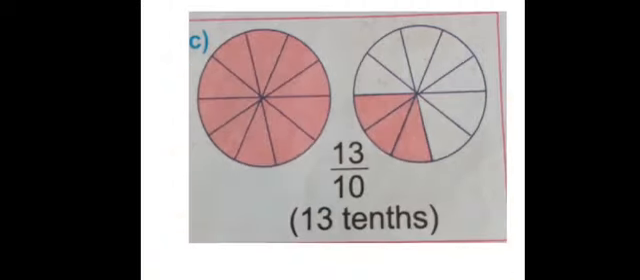Now let's look at this example of fraction. 2 circles, one is divided into 10 equal parts and the other one is also divided into 10 equal parts. So the two of them make 20 parts, and 13 is shaded. That is why we have 13/10, that is 13 tenths.